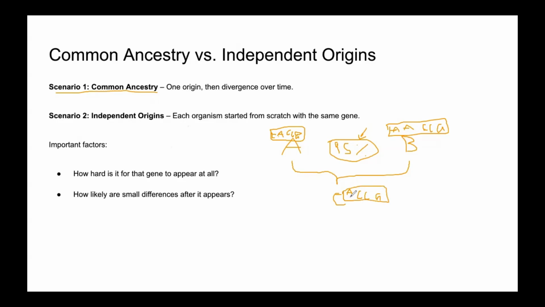Now, because C has ACCG in its genome, it will give rise to both A and B, at least in terms of this ACCG segment. And that's why they are both 95% identical, right? That explains their similarity, right? This is scenario one, where they both are arriving at the similarity because of a common ancestor. Now, let's look at scenario two.